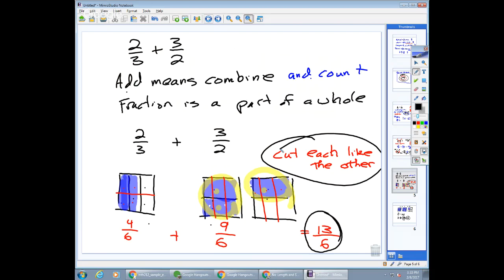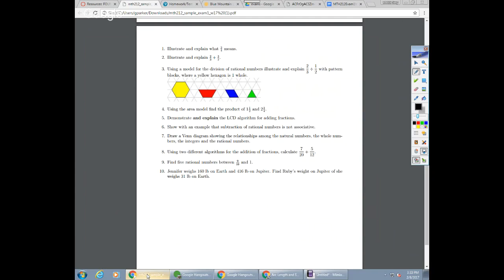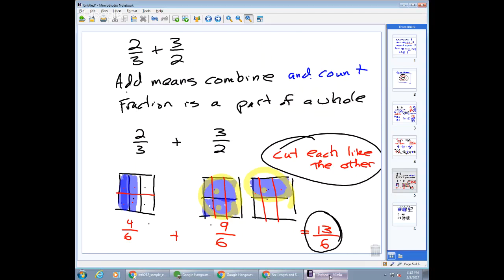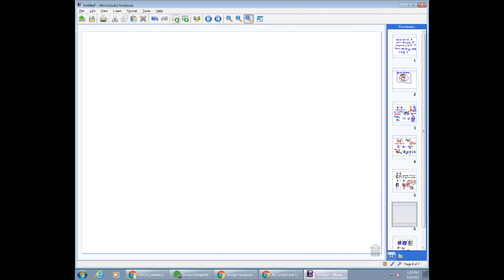Do you want to do another one of those or do you have another question? Okay, what is it? Yep. Number 4, yeah. So we want to take 1½ times 2 3/4. Okay. So here we're multiplying, let's see, what was it? 1½ by 2 3/4. Okay.